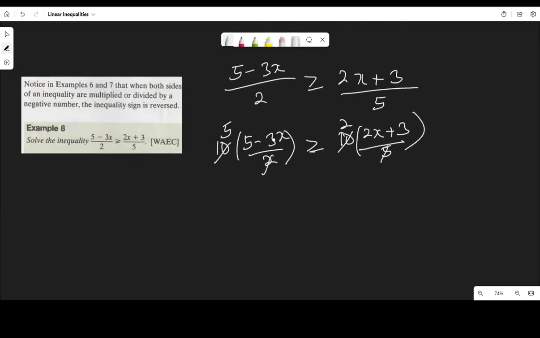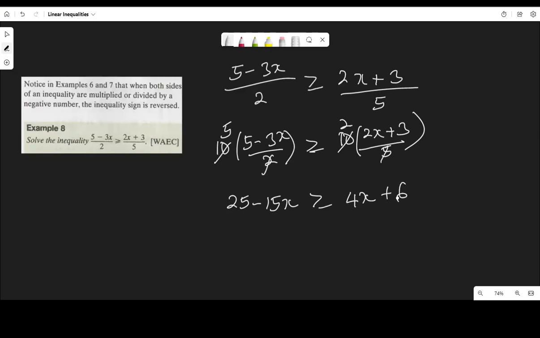Another way we can do that is to cross multiply right away. This time, you can see we still have the same 5 multiplying it. And this time, we also have the same 2 multiplying it. So now let's distribute this 5. What do I mean by that? I will multiply each term in the bracket by the term outside. Do it here, also do it here. So 5 times 5 is 25. 5 times -3 is -15x, greater or equal to 2 times 2x is 4x, and 2 times 3 is 6.